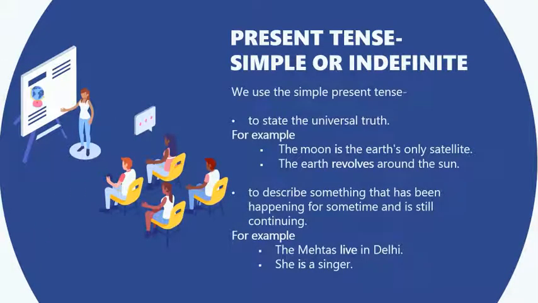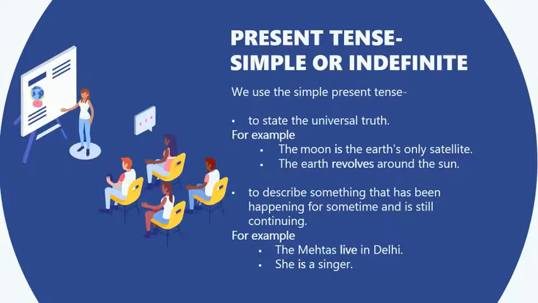First, we will learn about simple present or present indefinite. We use the simple present tense to state the universal truth. For example, the moon is the Earth's only satellite. Second example, the Earth revolves around the sun.